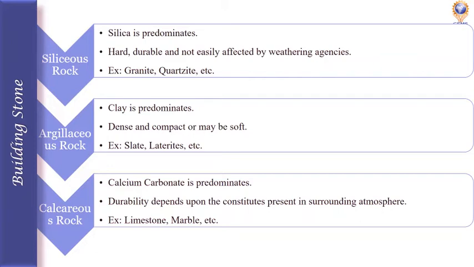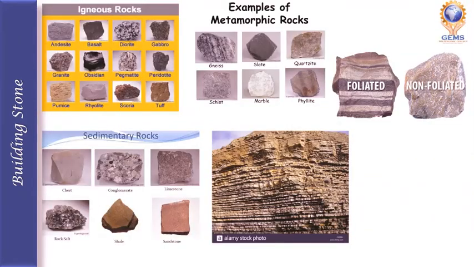Marble, limestone, dolomite, etc. are some of the examples of calcium predominant rocks. These are the images for igneous rock, metamorphic rock, sedimentary rock, so how the stratified rocks will occur or how foliated rocks will look like.